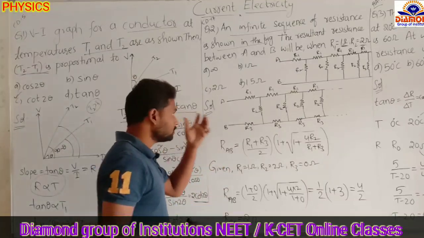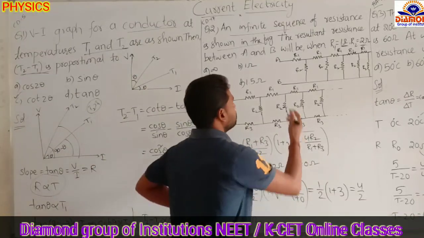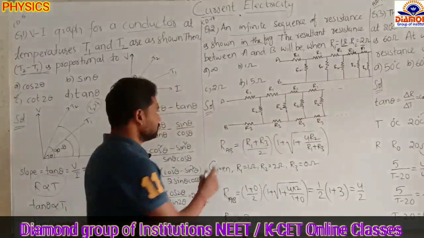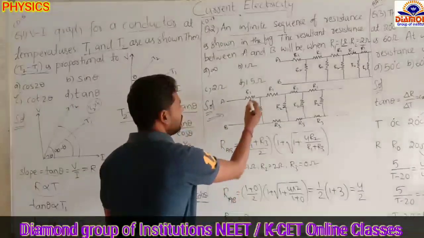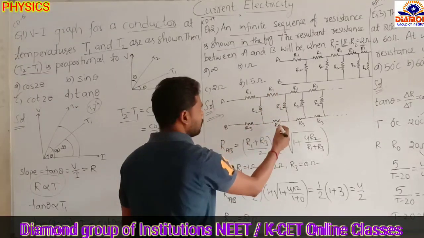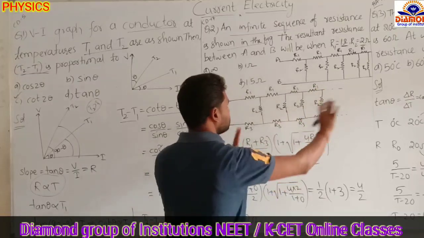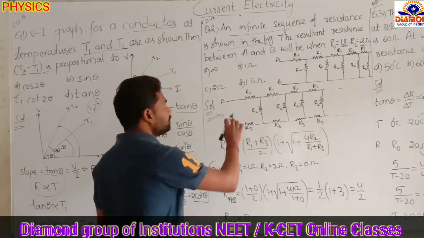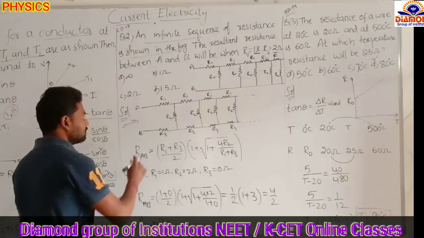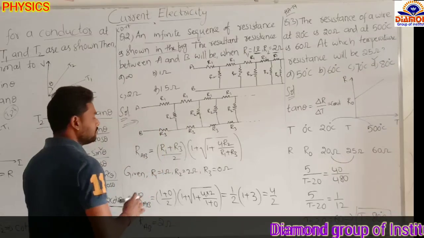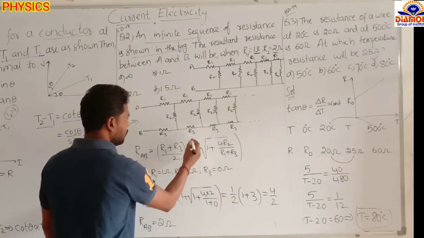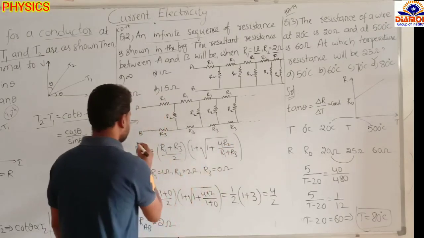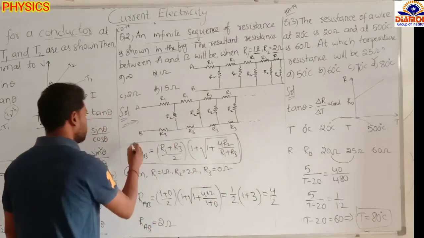Sometimes they may give this circuit, and here also they will give the resistances, so I am going to give you the general expression. Suppose this is the circuit: R1, R2, R3, then R1, R2, R3, repeated many times, an infinite sequence. If they give a ladder like this, then the equivalent resistance between A and B is (R1 plus R3) by 2 into 1 plus square root of 1 plus 4R2 by (R1 plus R3). Remember this formula, then you can solve very easily.